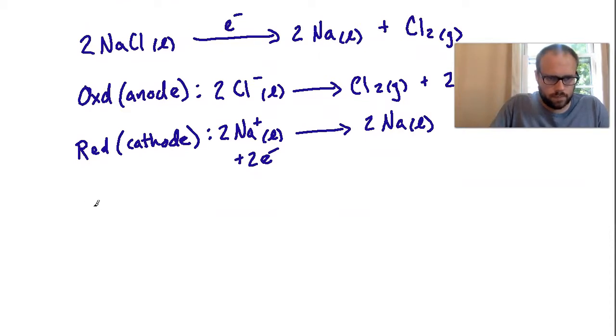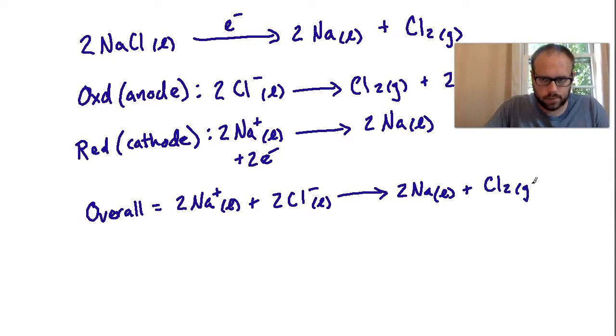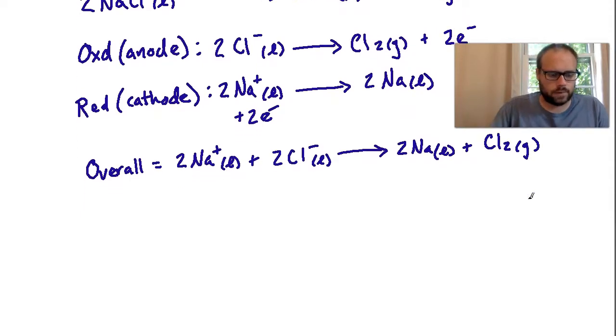So overall, after the half reactions, the overall reaction is going to be equal to 2Na+ molten plus 2Cl- molten. That's going to go to 2 molten sodium plus Cl2 gas.